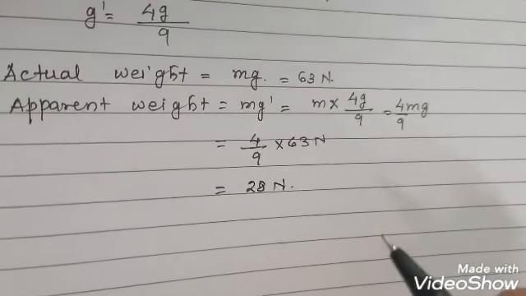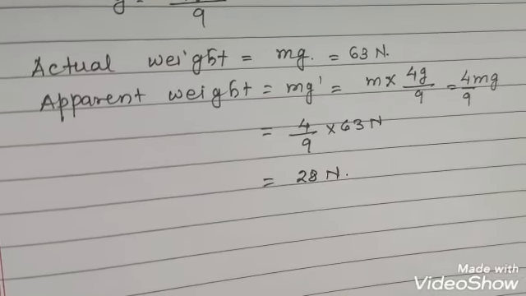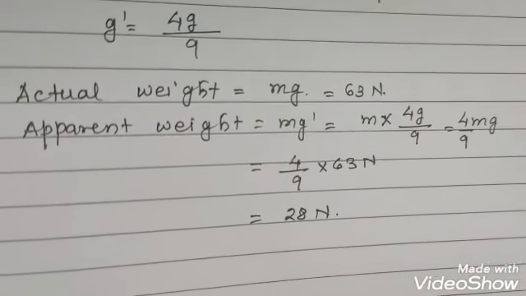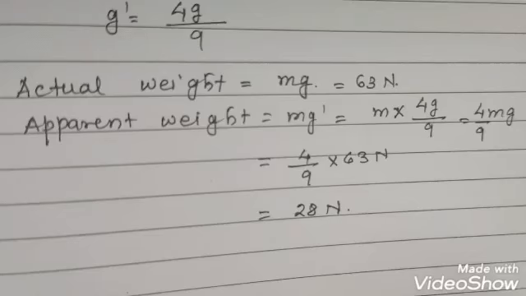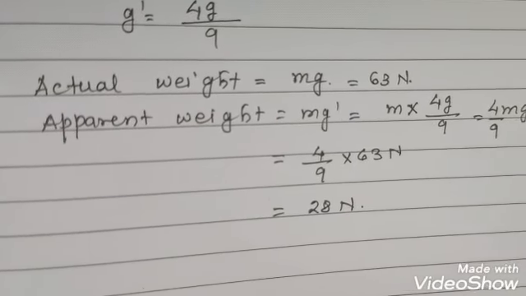That means the gravitational force on a body due to the earth at a height equal to half of the radius of the earth is 28 Newton.